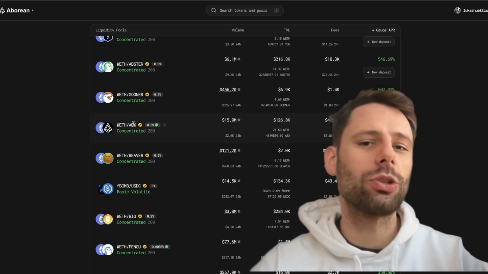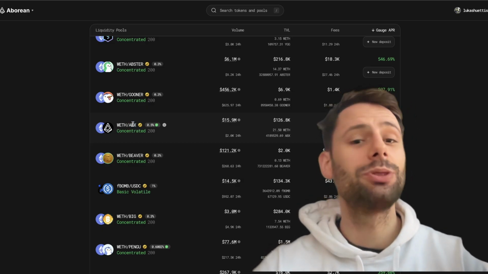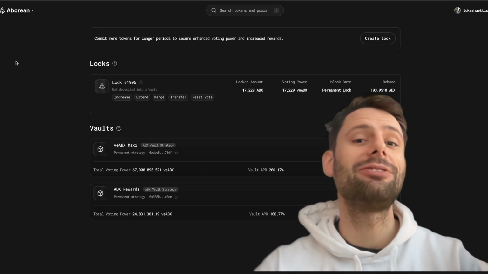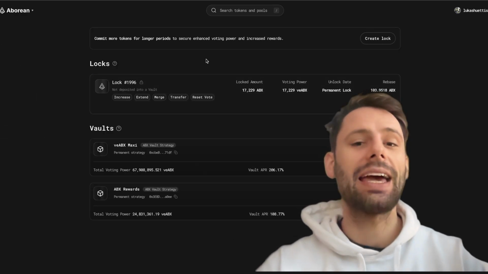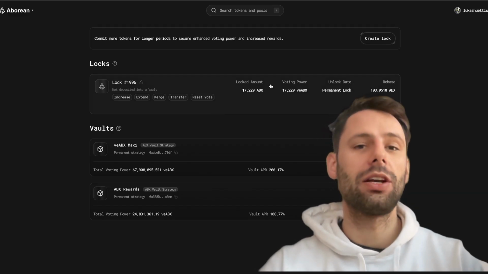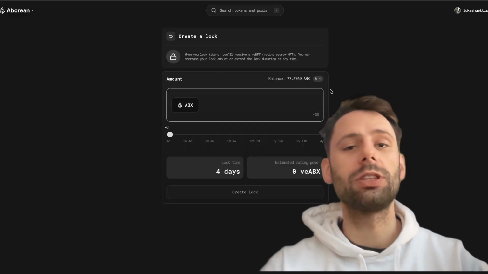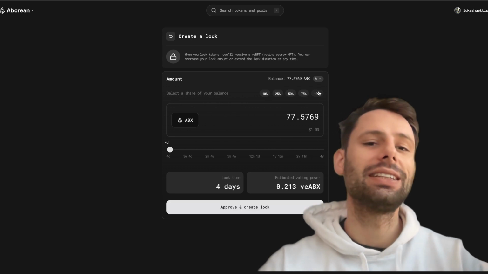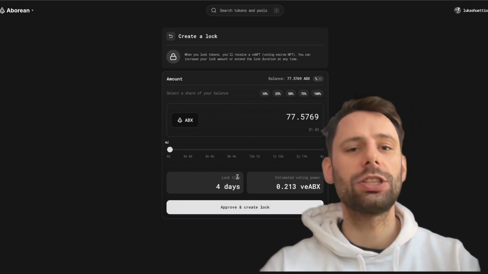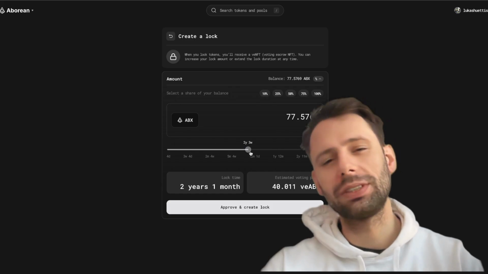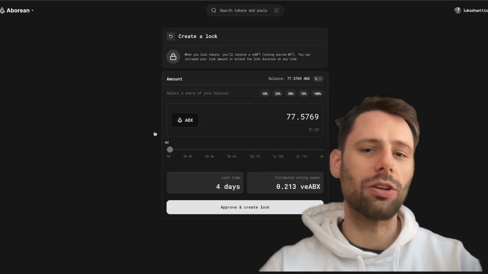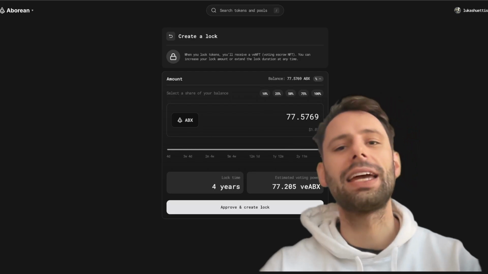ABX is the incentive token of Aborean. You can claim it, reinvest it, or lock it. When you lock ABX, you receive veABX, and veABX represents voting power. The longer ABX is locked, the more voting power you get, and this voting power is used to decide which pools receive emissions. veABX doesn't just represent governance, it represents influence over rewards. If you care about long-term positioning, this is the control layer of the protocol.